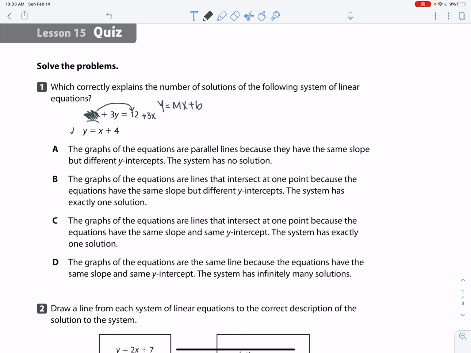Now, again, we need it in slope-intercept form, which is just a y on the side by itself. So we have to divide every single term by that coefficient to get y by itself. So now we've got y equals 12 over 3, which is 4, plus 3x over 3, which is just x. So we've got y equals x plus 4. These are exactly the same. When you have that, that's infinitely many solutions.